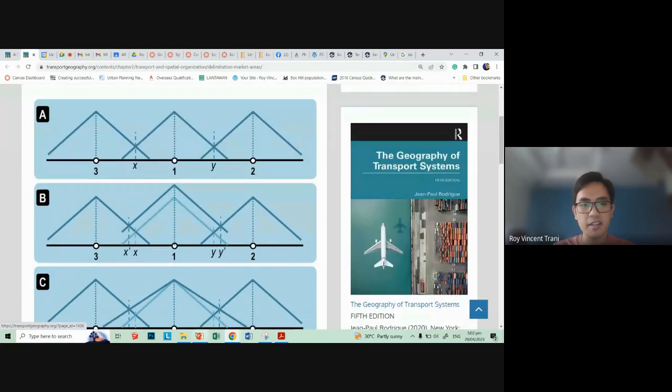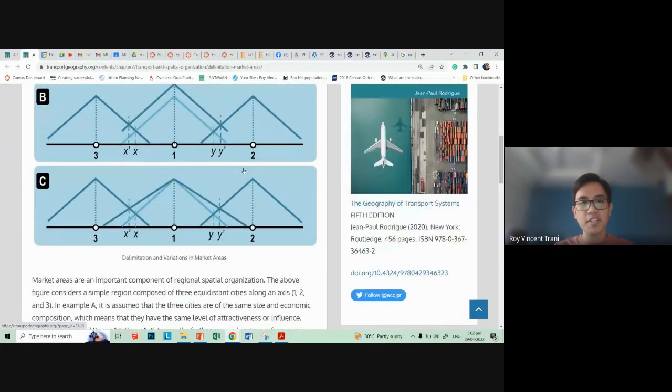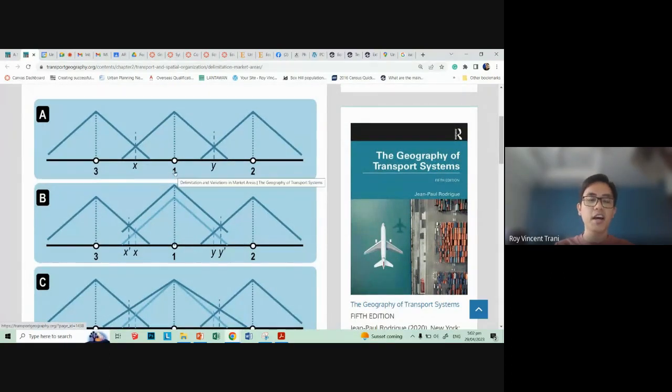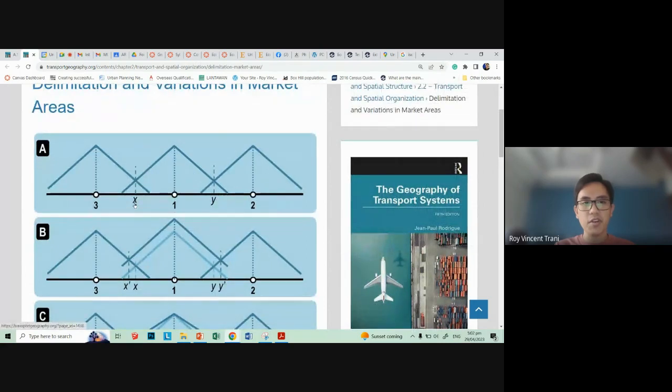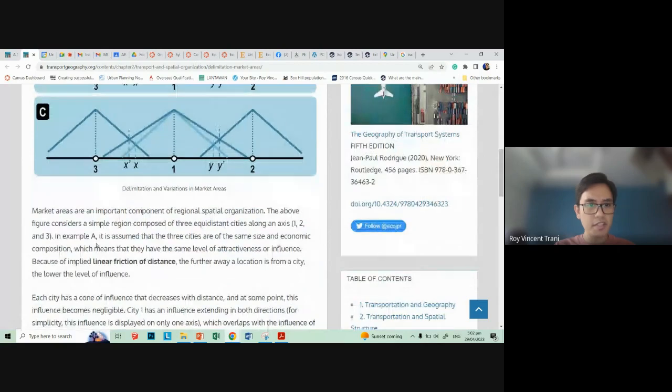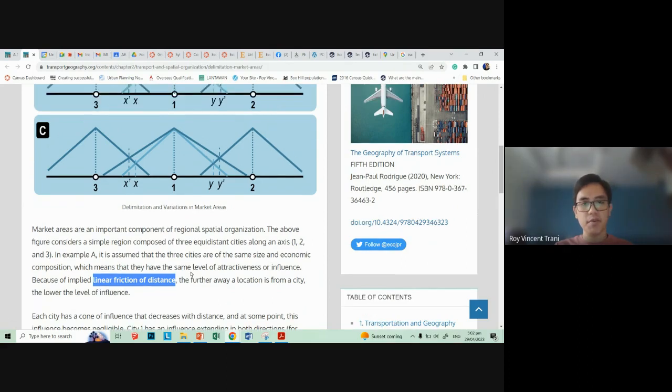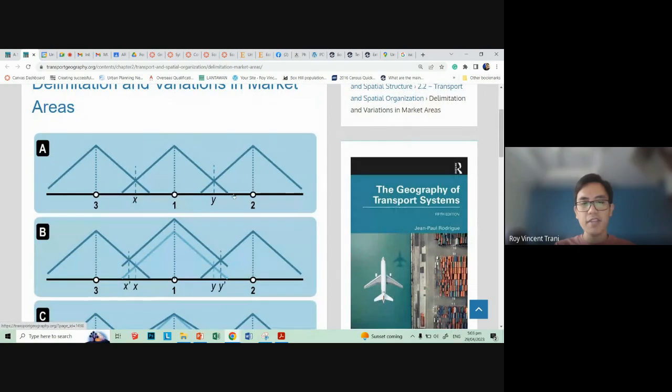This graph is fairly important. Say you have three businesses, business 1, 2, and 3, at locations 1, 2, and 3. Market areas are an important component of regional spatial organization. The figure considers a simple region composed of three equidistant cities along an axis. That's 1, 2, and 3, and this is their X and Y. In example A, it is assumed that the three cities are of the same size and economic consumption, which means they have the same level of attractiveness or influence because of a phenomenon called implied linear friction of distance. Basically, it means the further away a location is from a city, the lower the level of influence. So if they're all equidistant, they all have the same influence.